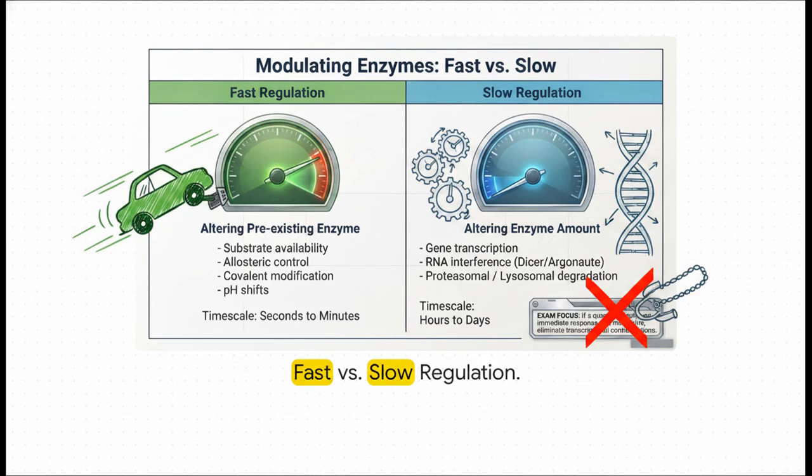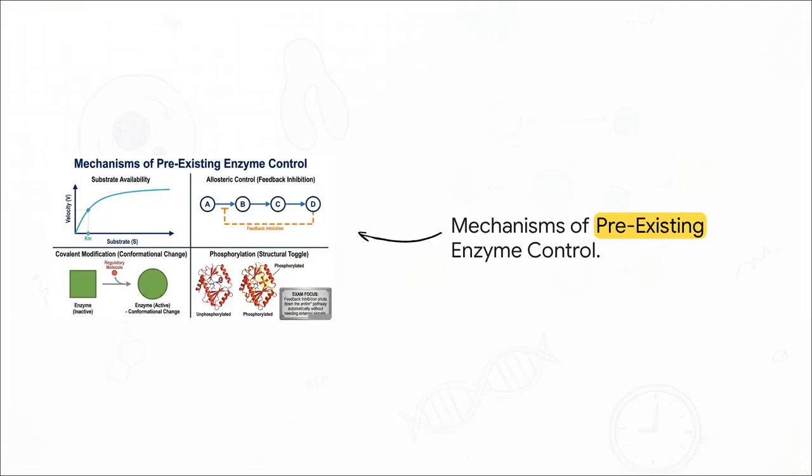So, major tip here. If you're looking at a test scenario that needs an instant, immediate response, you can automatically eliminate any transcriptional control options. It's just too slow. So how do those fast hit-the-brakes mechanisms actually work? Well, we've got substrate availability, covalent modifications, like slapping a phosphate group on there, and allosteric control. Now, pay super close attention to the allosteric feedback inhibition section here. The exam focus is that feedback inhibition automatically shuts down the entire pathway, not just one isolated step, the whole shebang. And it does it entirely on its own, no external signals required.